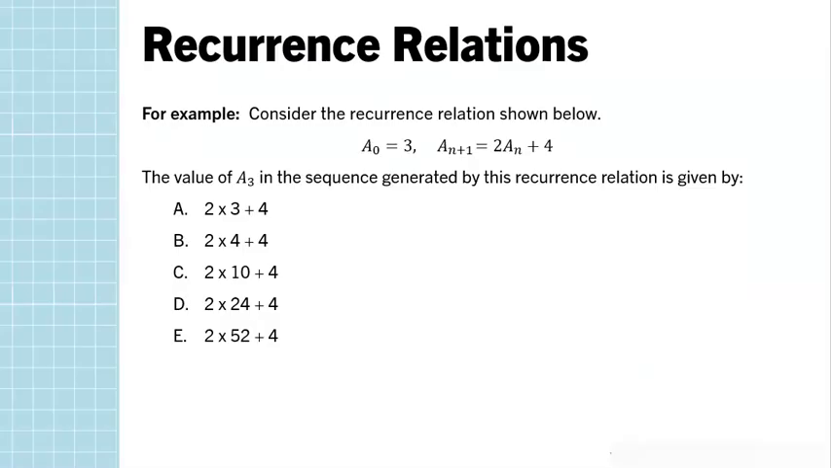This next example is a little bit different. This time we're given a recurrence relation again where A0 is 3, An+1 is given as 2 times An plus 4. This time we're asked the value of A3 in the sequence generated by this recurrence relation is given by, and our options are a set of calculations. So this time, instead of finding the value of A3, we want to find what little calculation we would do to get that.